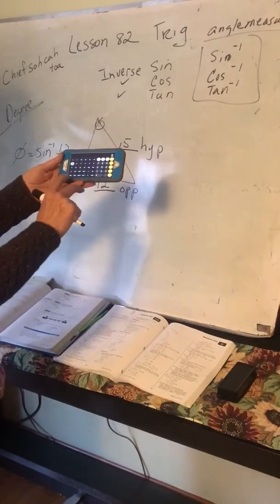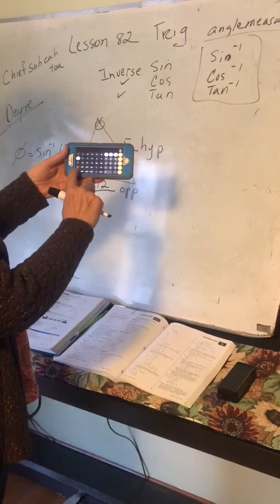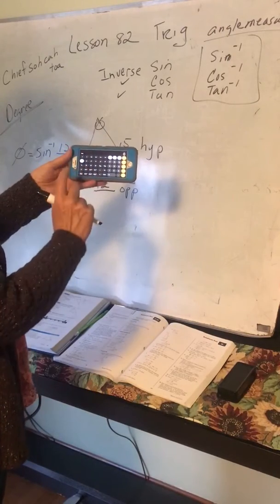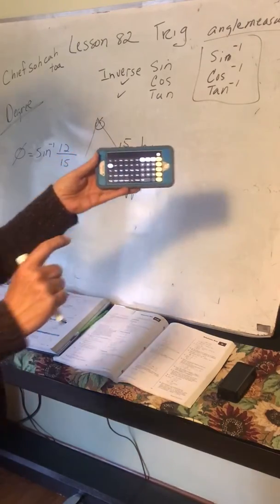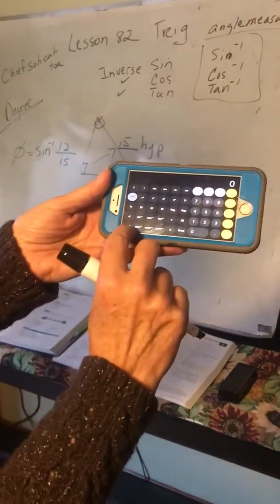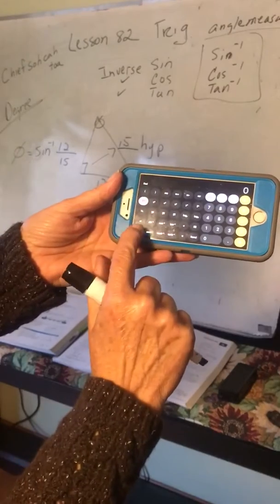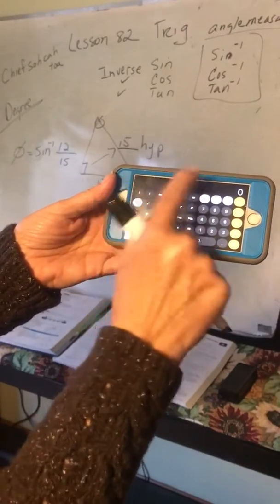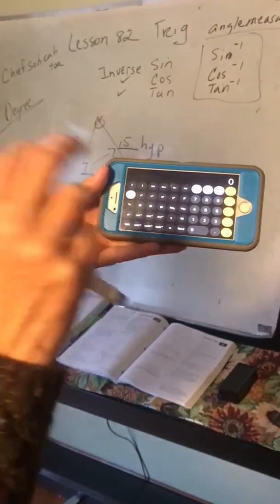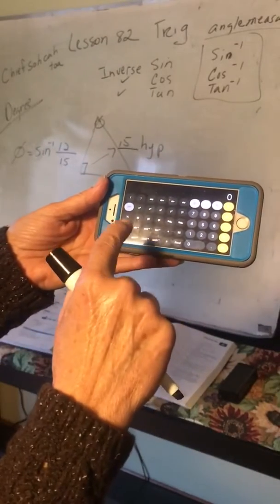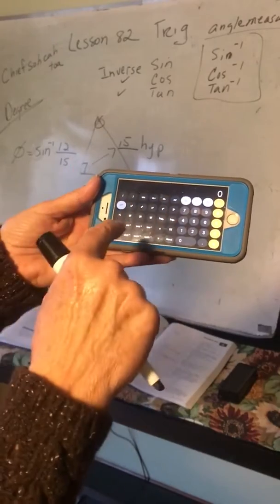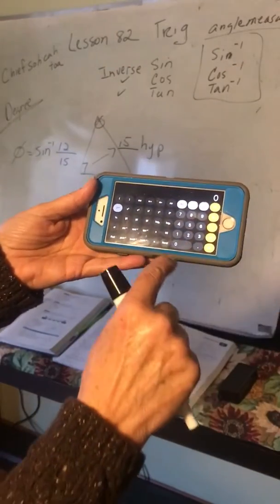Okay, and see down here it says rad, but if I punch that, I don't want to be in that mode. Let me get a little closer to you so you can see. I punch that, that's rad mode. I don't want to be in that. I want to be in degree, which doesn't show anything. Normally our calculators are in degree mode, so we want to be in that mode, and we want to be in that mode for this whole section of trig.